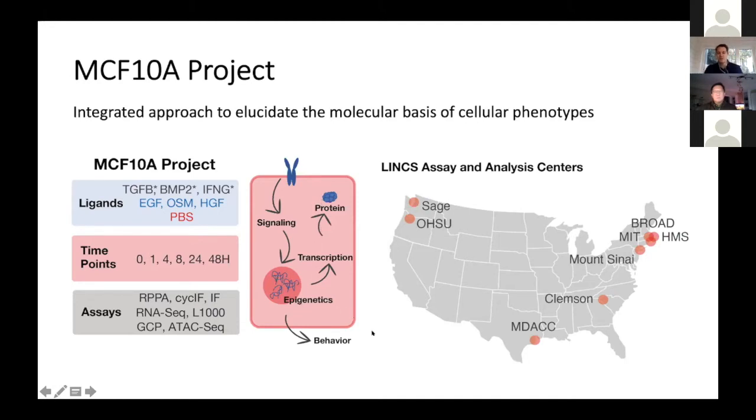This was a multi-center experiment. Much of the cell culture occurred at OHSU, but we also had help from other institutions, including MDACC, who ran the RPPA samples, Clemson, and specifically Mark Birtwistle and Jamal, who helped with analysis of the data, Mount Sinai with data coordination and analysis, and then MIT, Broad, and Harvard specifically in helping with the cyclic IF data.